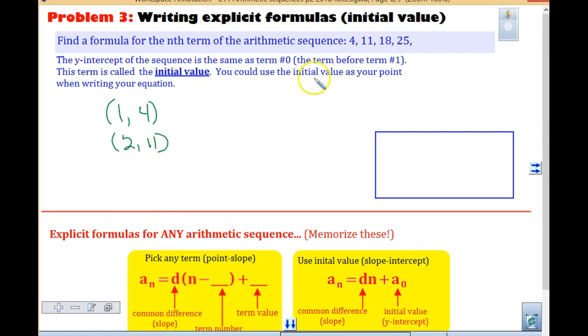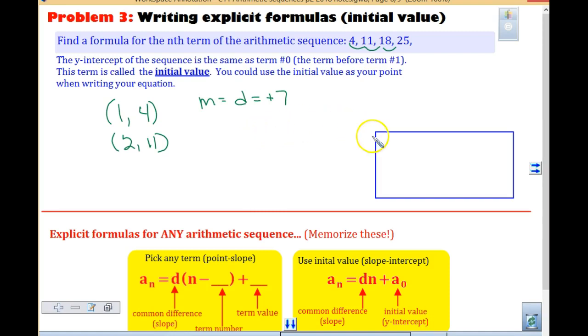The second term is 11. Can we tell what our common difference is if we are adding? So if we are looking at that, our slope, our common difference, should be that we are adding 7. We don't have to subtract our y coordinates over x's. We can just look at that sequence and find that.